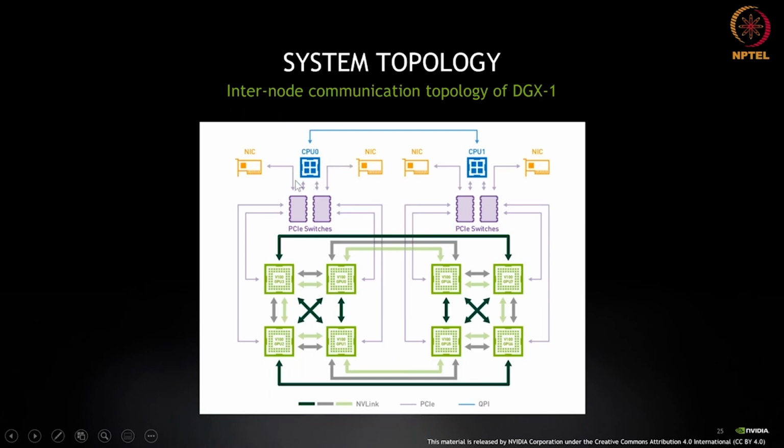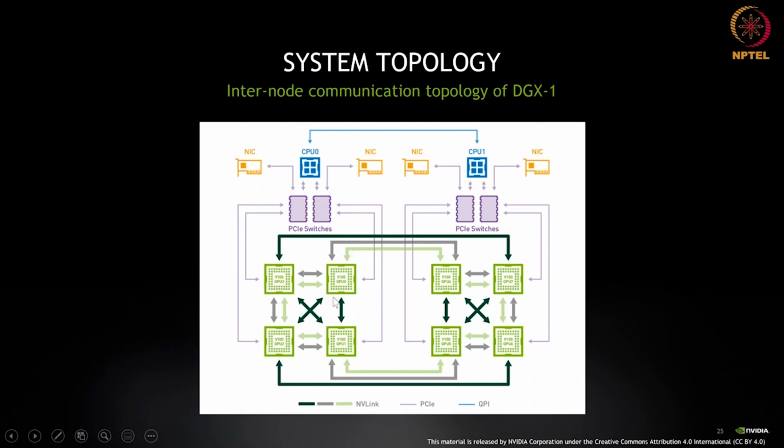You can see here that there are two CPUs. Both the CPUs have PCI switches. Via the PCI switch, the CPUs and GPUs are connected to each other via the PCI bus. And within the GPUs, you can see here you have a total of 8 GPUs, and the GPUs are also connected to each other via NVLink. So you can see here, these ones are the NVLink connections, while these ones are the PCI buses, right?